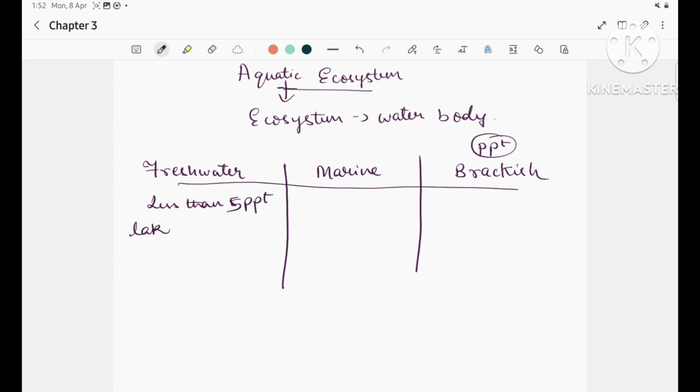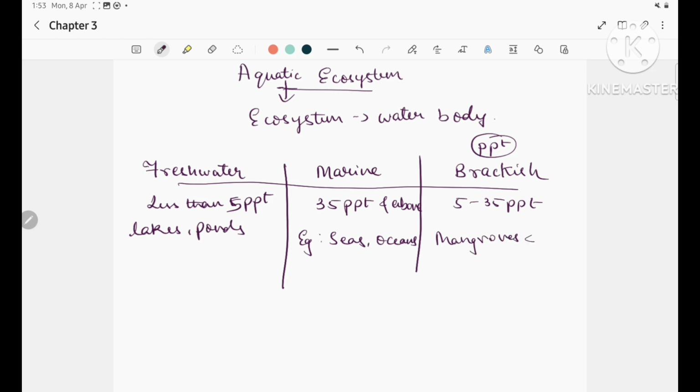Examples: lakes, ponds, rivers. Now marine is 35 ppt and above, more than 35. Examples: seas, oceans and all. What is brackish? Brackish comes between 5 to 35 ppt salt content. Examples: mangroves and estuaries. So these three are the types of ecosystem.